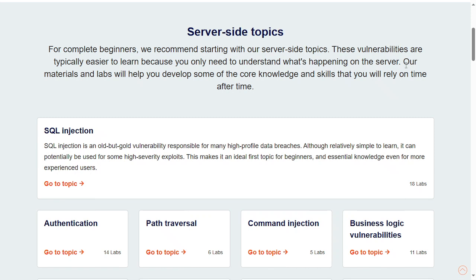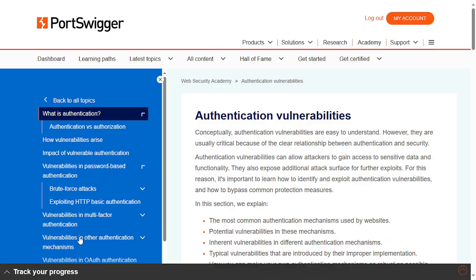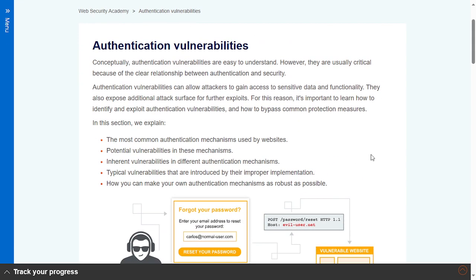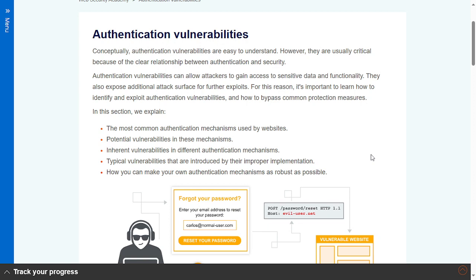We are continuing the Web Security Academy read-through with our next topic, authentication. Authentication vulnerabilities. Conceptually, authentication vulnerabilities are easy to understand. However, they are usually critical because of the clear relationship between authentication and security. Authentication vulnerabilities can allow attackers to gain access to sensitive data and functionality. They also expose additional attack surface for further exploits.